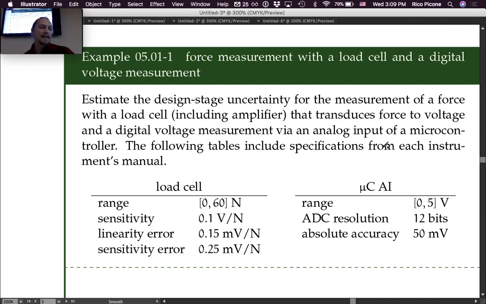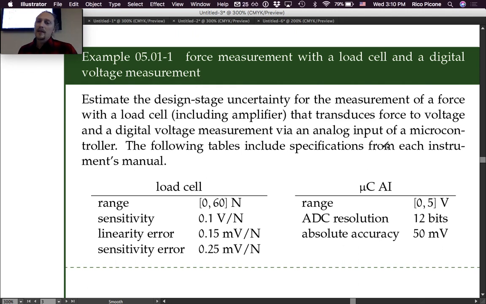But we're trying to get an idea because it is nice to be able to predict roughly what at least the lower bound is on your uncertainty from the data sheets of the instruments you're going to use. Because it's probably not going to be any better than that. It might get worse than that, but it's probably not going to get any better than that.